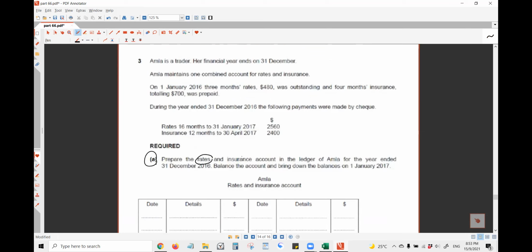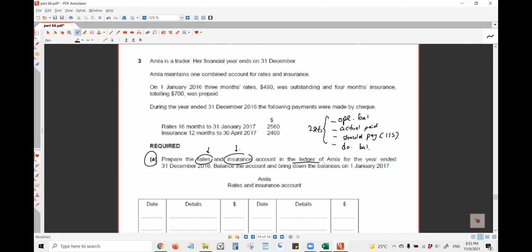That means you are going to have two sets of these four components: the opening balance, closing balance, amount you have actually paid, because you are dealing with an expense here, two expenses. Rates and insurance are expenses. And the amount you are responsible to pay, or the IS amount. You need to have two sets of these four things: one set for rates, another set for insurance.